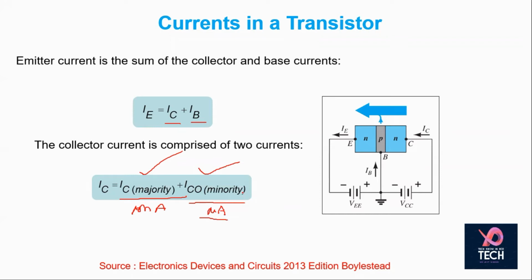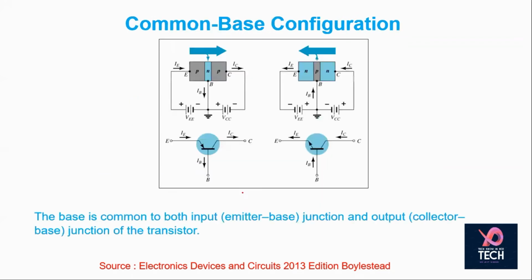So two currents are there. One is majority, another is minority. Now, based on the working, we normally have three different kinds of configurations. One is common base, another is common collector, another is common emitter. So I will be discussing them one by one.